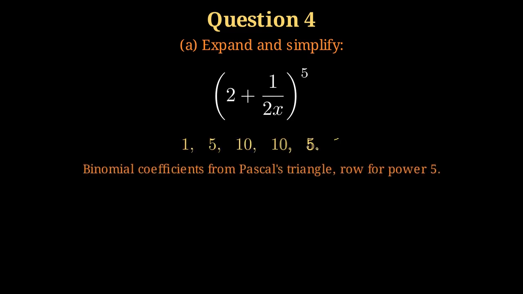For the power 5, the binomial coefficients come from Pascal's triangle. The row we need is 1, 5, 10, 10, 5, 1. These multiply each term as the power on 2 goes down and the power on 1/(2x) goes up.